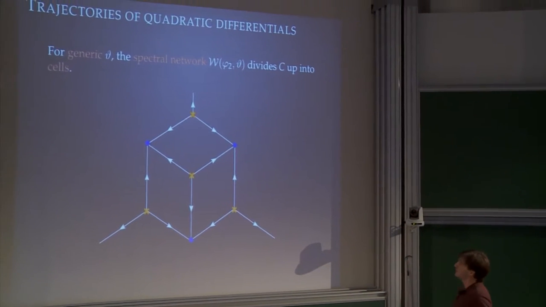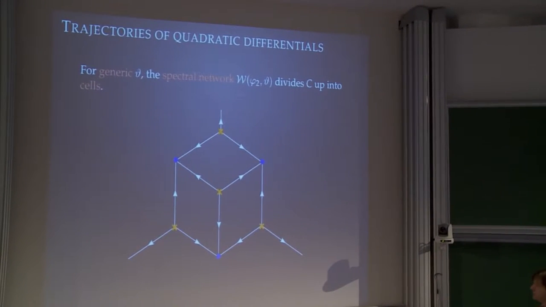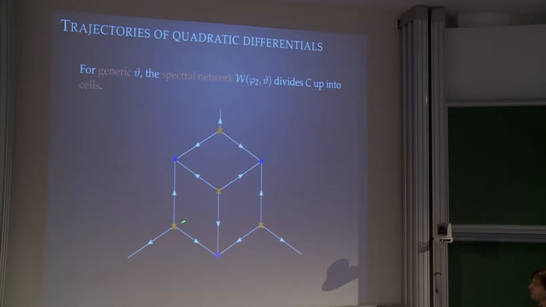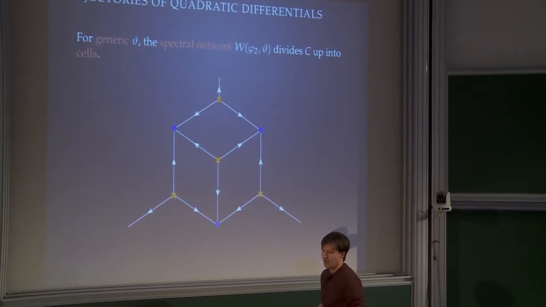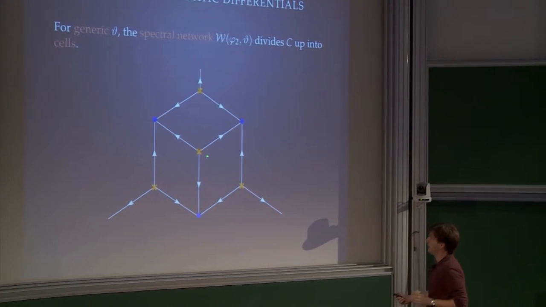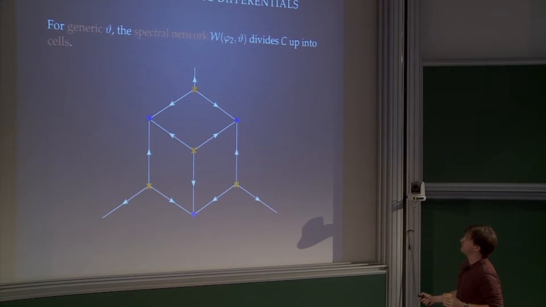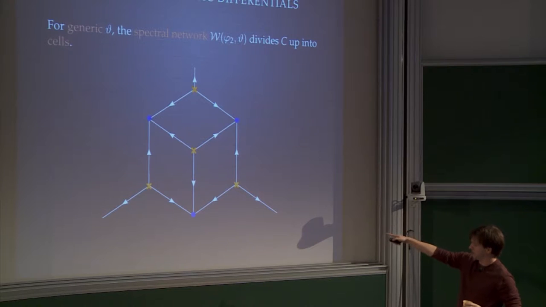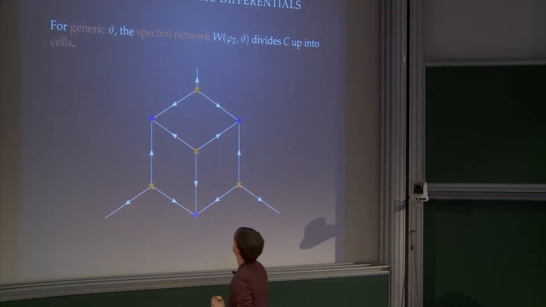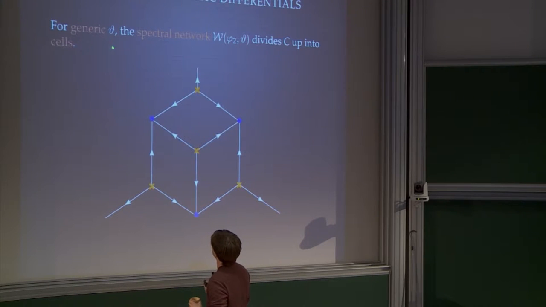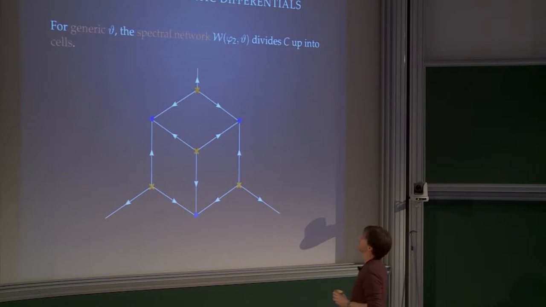And so for a generic value of theta, what happens? So we have these zeros, and each zero is emitting three trajectories. And each of those trajectories travels around the surface in some complicated way and eventually ends up on one of the poles. So the picture you get is something like this. The surface gets divided up into these cells. So at least this is what happens for a generic value of the phase.